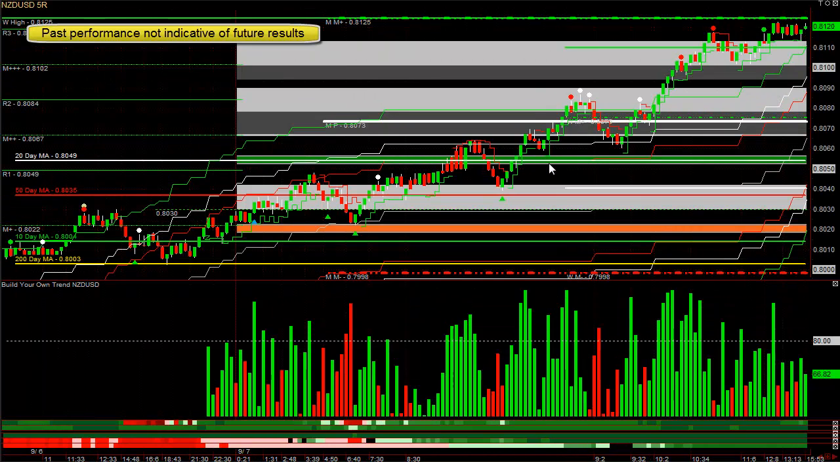And anytime a resistance area gets broken and then acts as support, it's a very key area to be buying. And you can see this one up about 10, 20, 30, 40 pips. You got to pull back here. And once it hits the first green band, I will give it one more shot to go up. But usually when it's above our upper containment bands, I'm looking for counter trend trades.